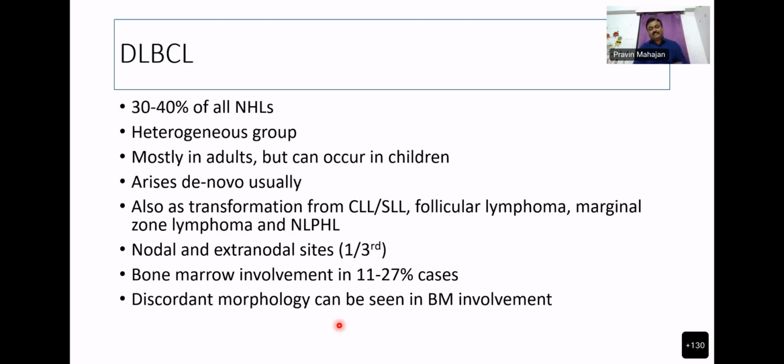Bone marrow involvement is seen in almost 11 to 27% of cases. And you can have a discordant morphology when the bone marrow is involved. What do you mean by discordant morphology? It is that the tumor in the node is a large B-cell lymphoma, but when you do the bone marrow for staging, you will see that the marrow is actually involved by a low-grade lymphoma, like a follicular lymphoma. That is how you may get discordant morphology in these tumors.